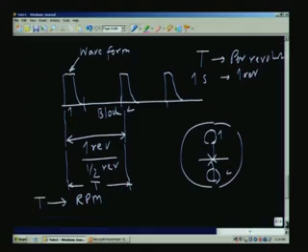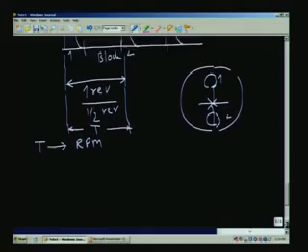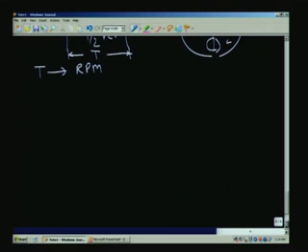So, this is one way of measuring the RPM. And let us look at another one, which is also a very interesting method. It is called a stroboscopic measurement.